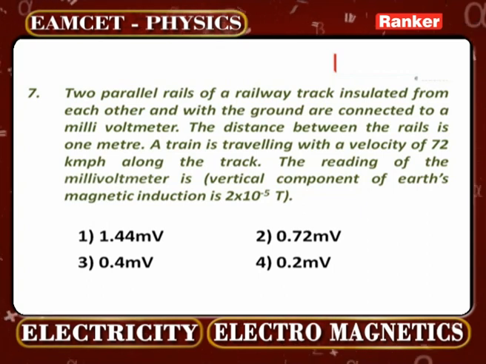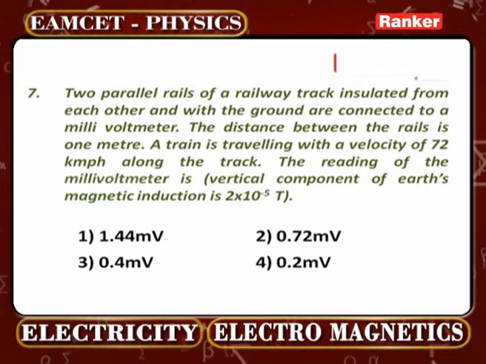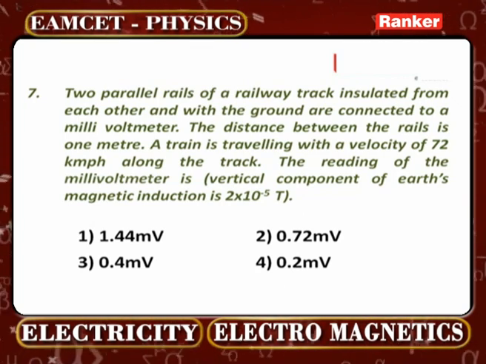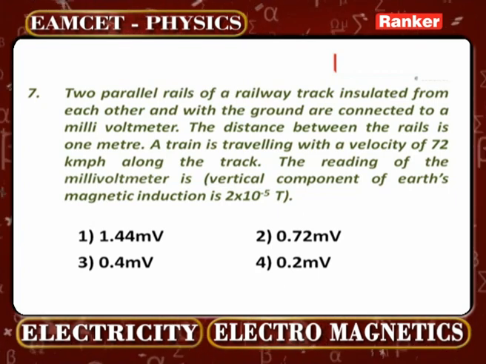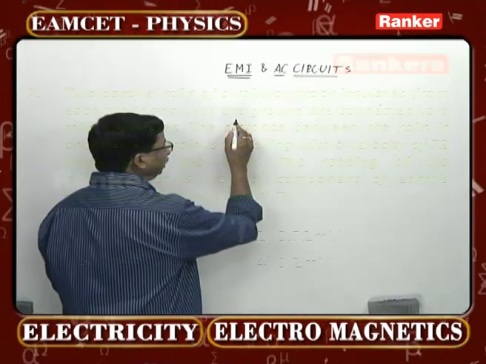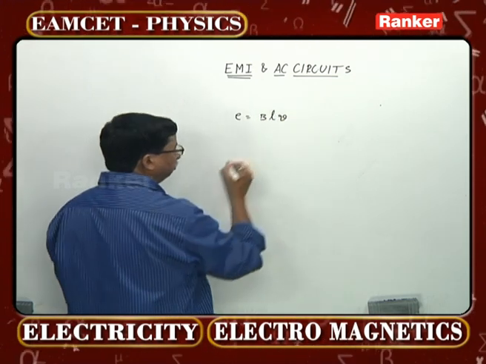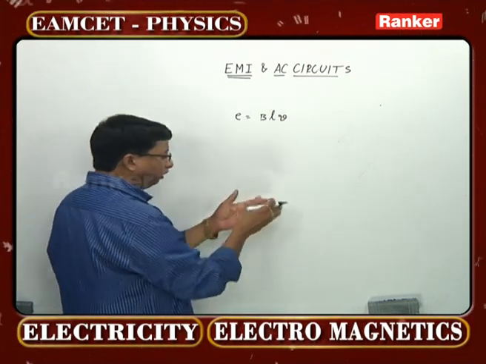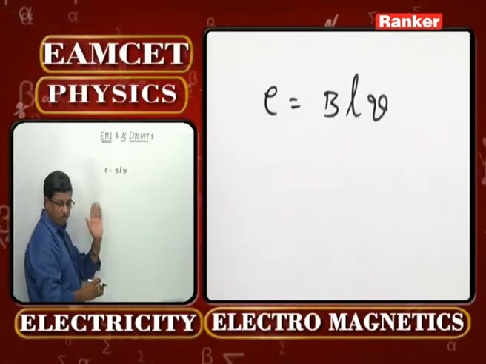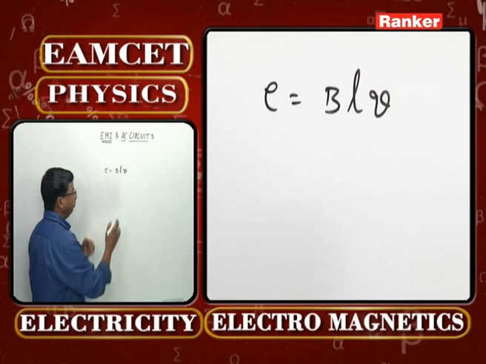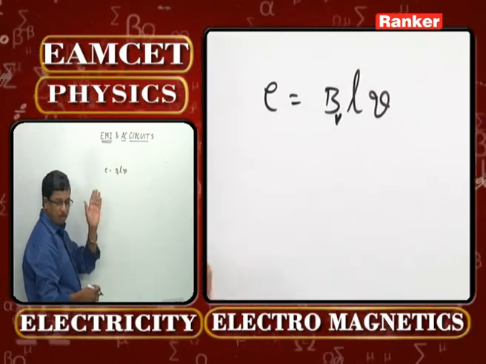He has given us the vertical component of Earth's magnetic induction as 2 × 10^-5 Tesla. Definitely, you can once again understand it is a motional EMF across the track. What is the formula for motional EMF? I have already mentioned BLV. L is the separation between the rails. V is the velocity of the train that is passing. And B is now to be called the vertical component of Earth's magnetic field.